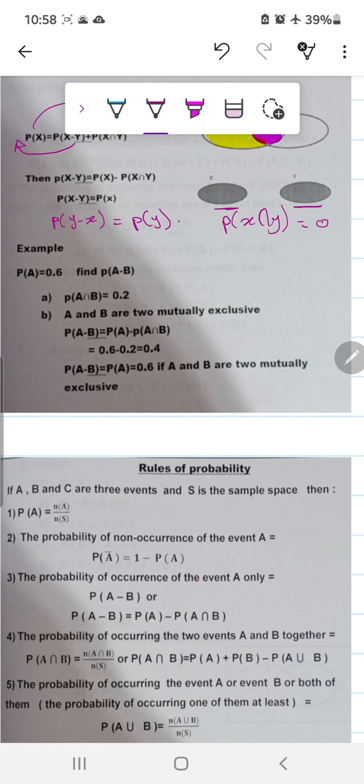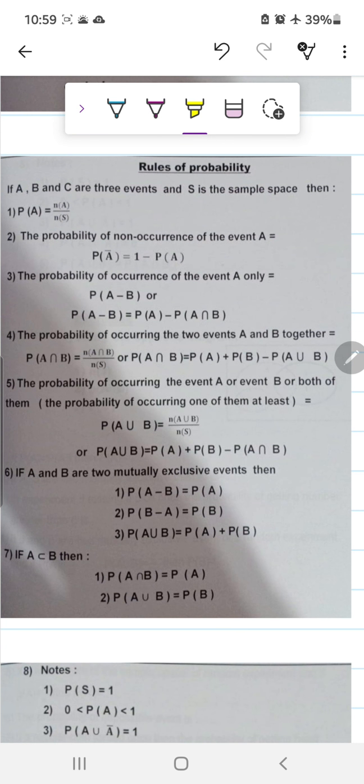We have an example. Probability of A equals 0.6. Find probability of A minus B, and we have the intersection 0.2. Directly in the rule, probability of A minus B is the first minus the intersection: 0.6 minus 0.2, which is 0.4. And second, if the two sets are mutually exclusive, then as we said, probability of A minus B equals probability of A, which is 0.6.